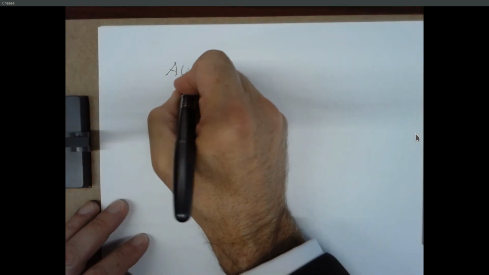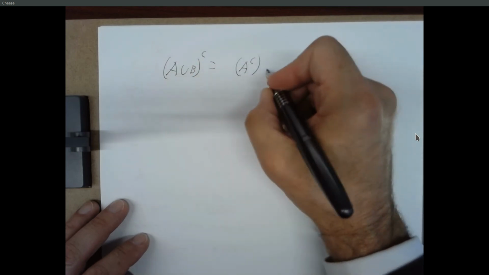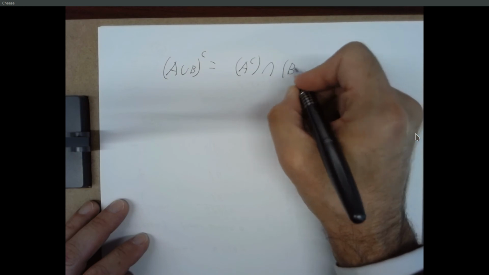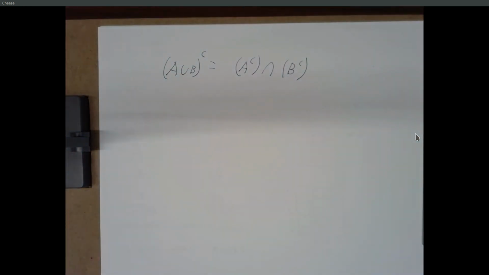A union B, complement of the whole thing, is equal to the intersection of A complement and B complement. That look familiar to anybody? What have you seen before that might look like this? Yeah. Engineering 250. Remember something like this?